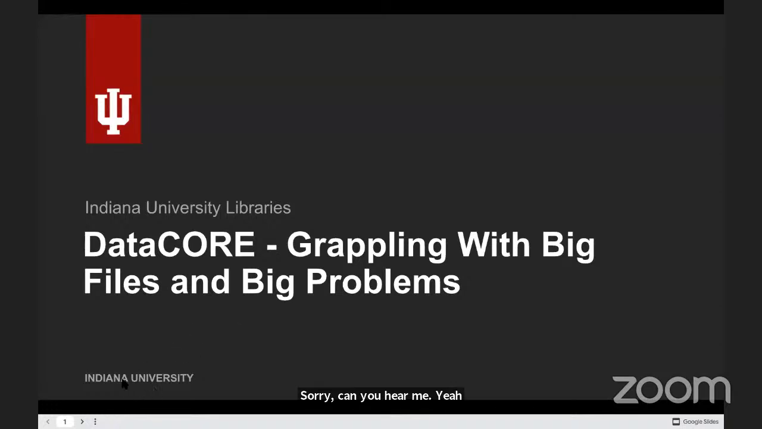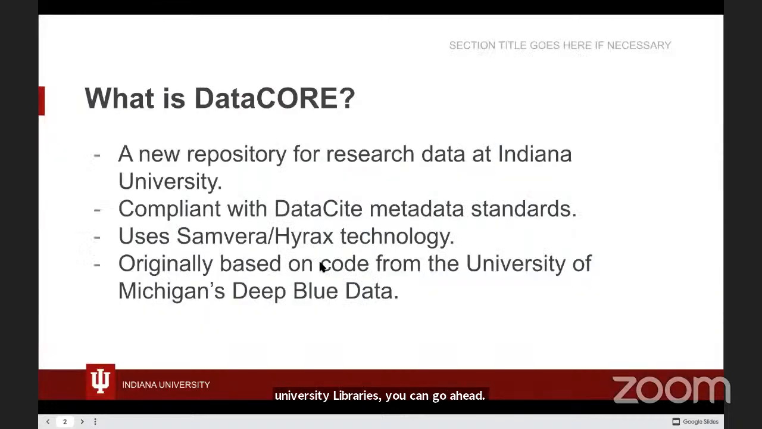Okay. My name is James Halliday. I'm going to give a very brief introduction to DataCore, which is the upcoming research data repository for the Indiana University Libraries. DataCore is a new repository for research data. It's been developed in-house, but it's based on the Deep Blue Data repository from the University of Michigan. That's where the code base came from. The repository is DataCite compliant, and the underlying technology is a traditional Samvera Hyrax stack.